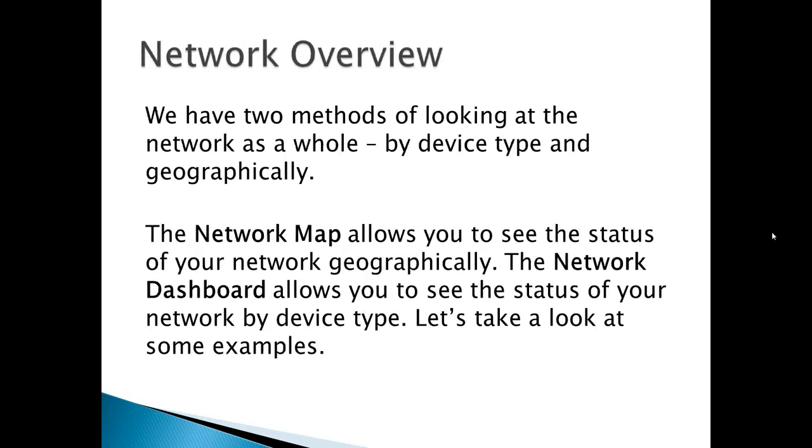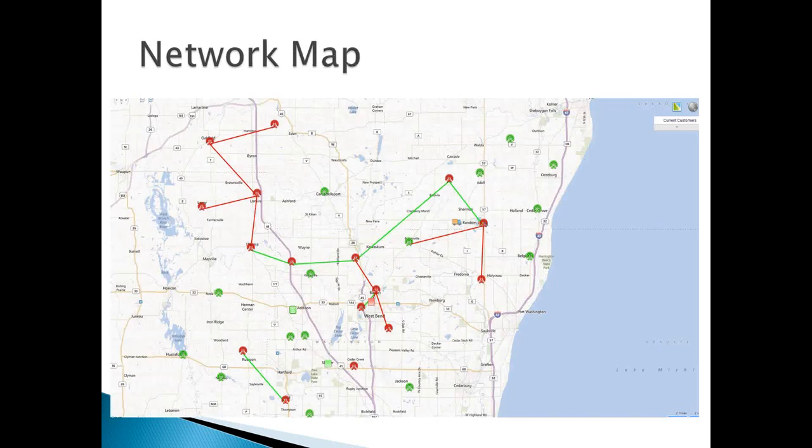Okay, so once you have all your equipment in there, you're probing it, you have these notifiers set up, everything's working great. You want a way to look at all this equipment at a high level. You want to see what's really going on with the network. So we have a couple of ways of doing this. We have the network map, which is going to be a geographical representation of the network. Then we have a network dashboard that's going to be a representation by type and by category. So I'll show you a couple of examples.